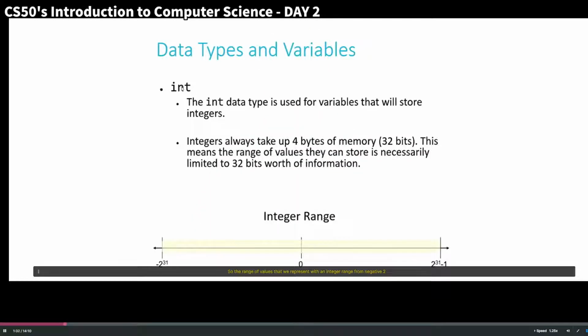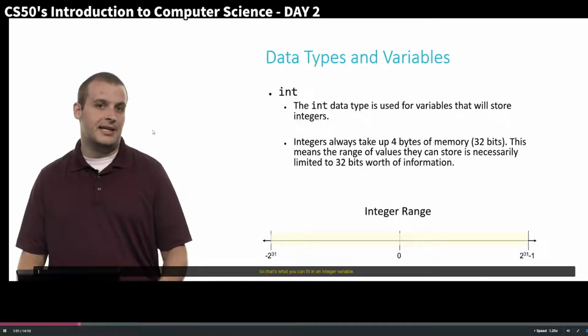So the range of values that we can represent with an integer range from negative 2 to the 31st power to 2 to the 31st power minus 1, because we also need a spot for 0. So basically, half of the possible values you can fit in an int are negative, and half are positive. And roughly, this is about negative 2 billion to about positive 2 billion, give or take a couple hundred million. So that's what you can fit in an integer variable.